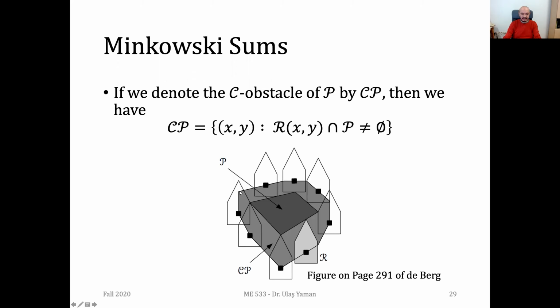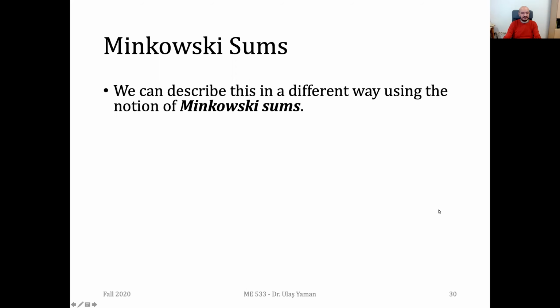Here you see this larger polygon is actually representing CP since we have the intersection of the robot with the obstacle. But if you move this robot to the right a little bit, then there will be no intersection between the robot and the obstacle, and that will not be satisfied since the intersection will be an empty set. So in summary, the intersection of the robot with the obstacle defines C obstacle of our given obstacle P.